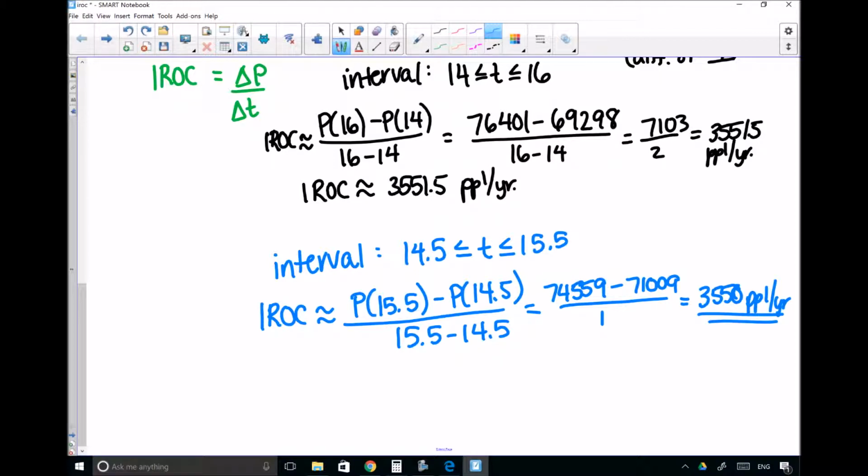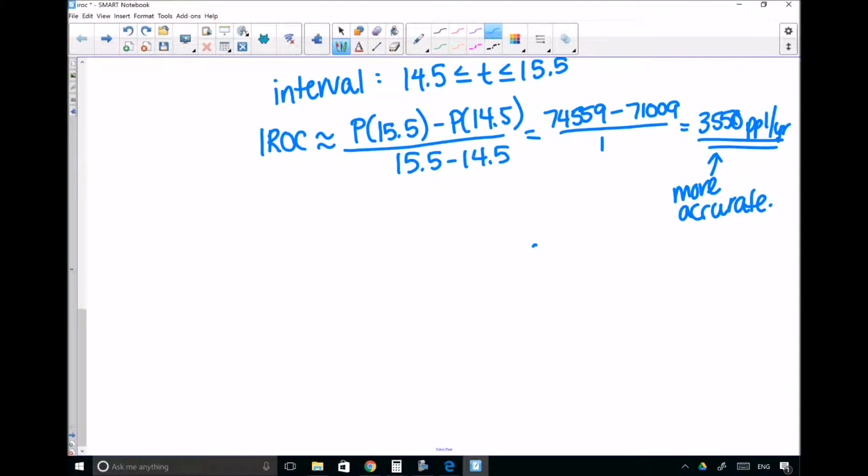Okay, so when you plug in your information, you should get 74,559 minus 71,009 all over 1, which gives you 35,050 people per year. This is a more accurate approximation. And we can make it even more accurate by making our interval even smaller. We're not going to do that, but I just want to talk about a more accurate interval. So a more accurate interval than that would be if I had 14.9 is less than or equal to t is less than or equal to 15.1. So again, the smaller your interval, the more accurate your answer is going to be for your average rate of change.